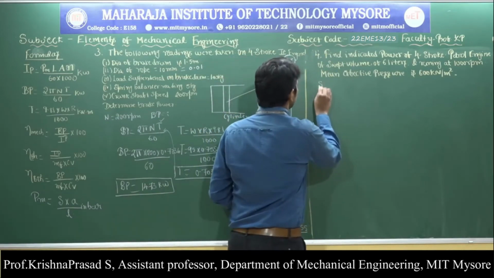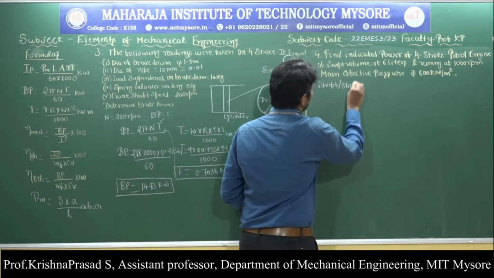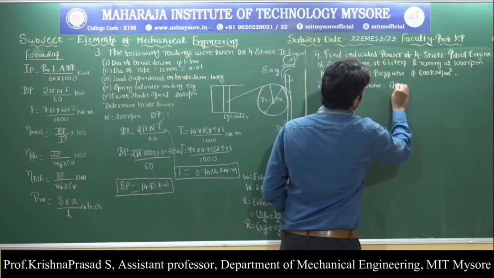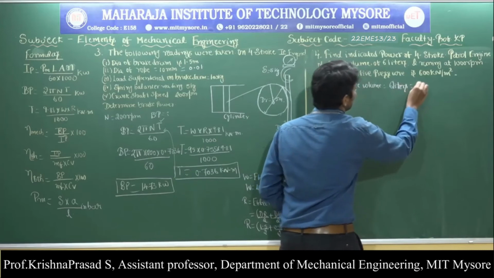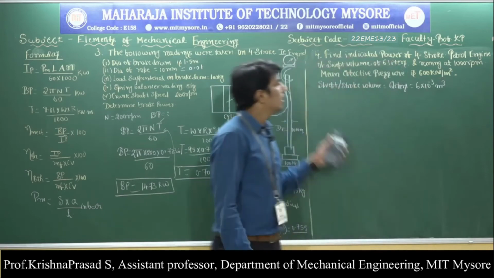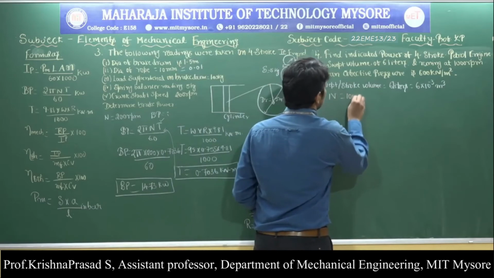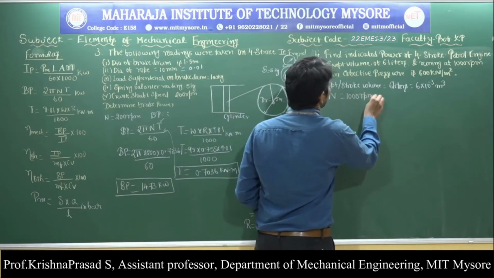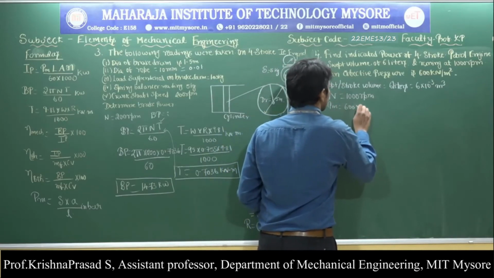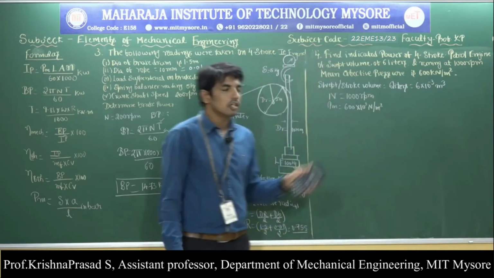Here the swept volume and stroke volume are one and the same, and that is equal to 6 liters. So 6 liters means 6 into 10 to the power of minus 3 meter cube. Okay, and the engine is running at 1000 rpm, and the mean effective pressure PM is 600 kilonewton per meter square. That is equal to 600 into 10 to the power of 3 Newton per meter square.